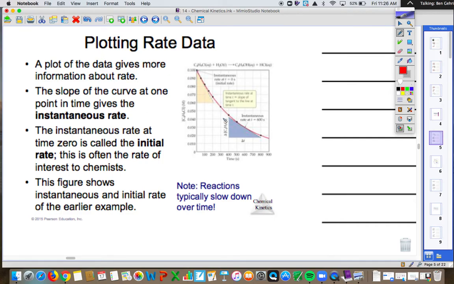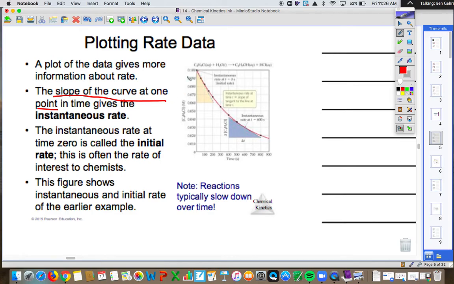This is much easier to see. Based on the slope of the line, here we have a faster reaction. It's happening quicker because it's a steeper line than down here where it flattens out. The slope of the curve at one point gives you your instantaneous rate. To do that, you would need to use calculus to solve for an infinitely small gap between points. That will give you your instantaneous rate.